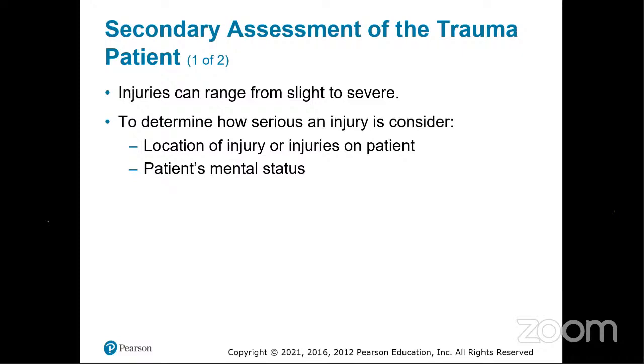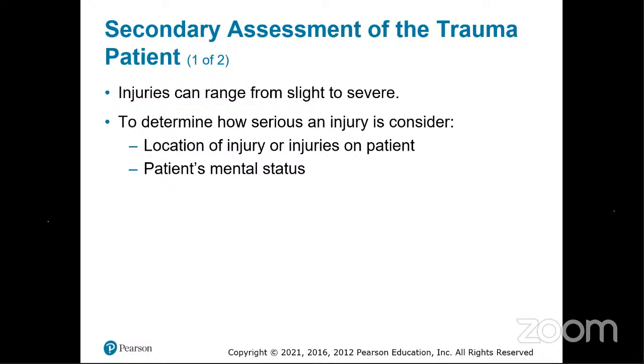Trauma patients, so they can be severe to slight, depending on what the mechanism of injury was, right? Or the location of the injury. So how we're gonna do it is look for the location of the injury on the patient. So a chest injury versus a lower arm or lower leg injury is gonna be more severe than the arm or leg. And then the patient's mental status.